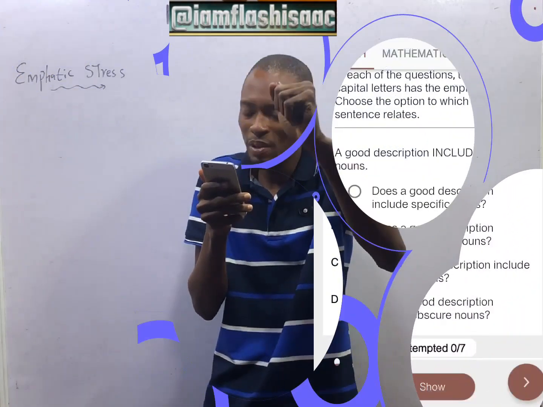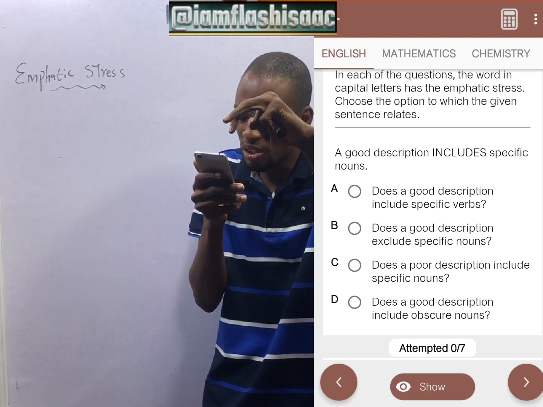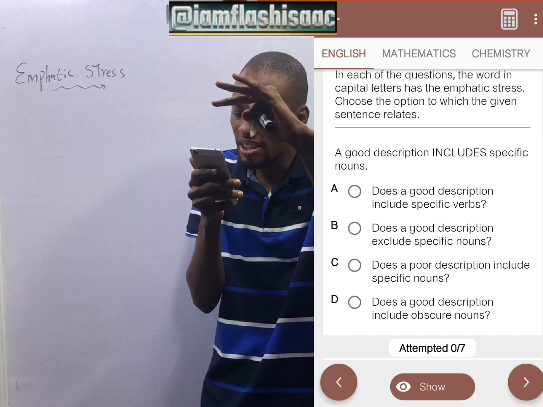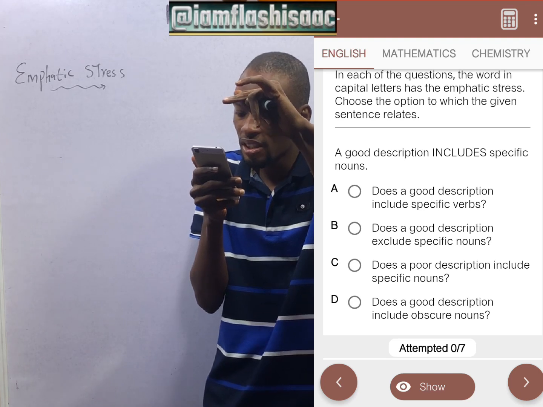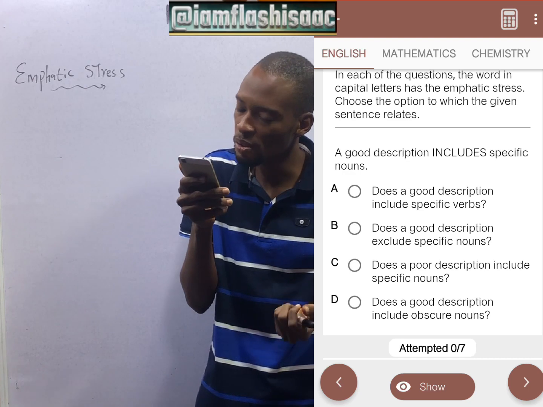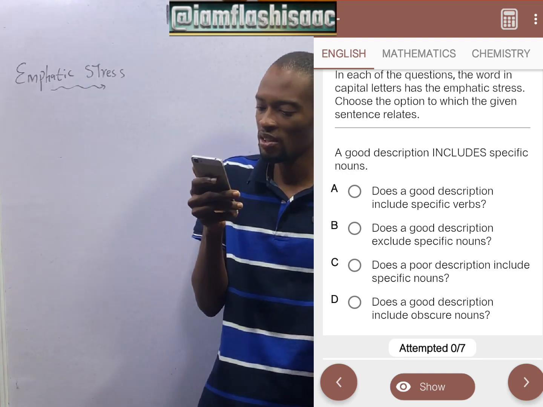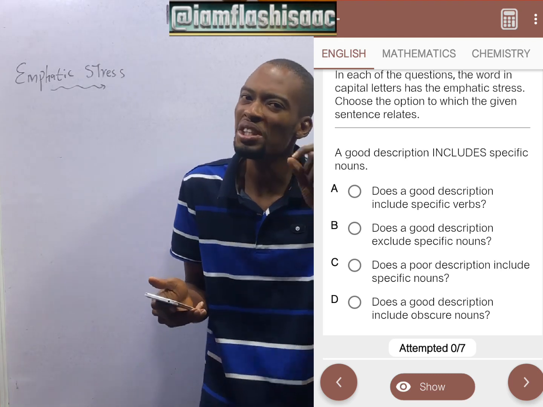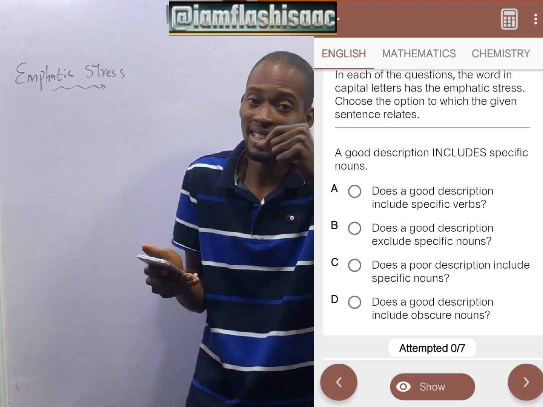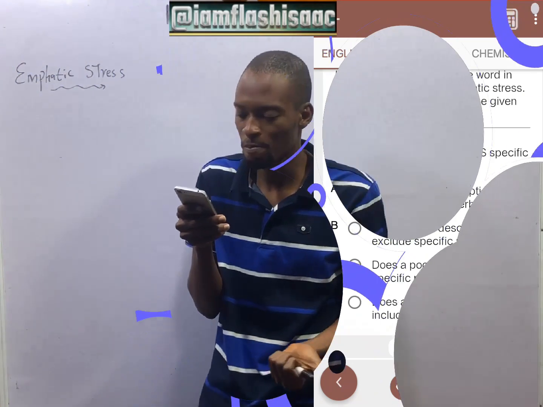The next question: a good description includes specific noun. From what I'm seeing, there is include in option A, include in option C, include in option D. So option B is correct. Instead of include, we use exclude. If I say, does a good description exclude specific noun? You can say no, not exclude, include. So that can make you emphasize on include. So option B is the correct option.